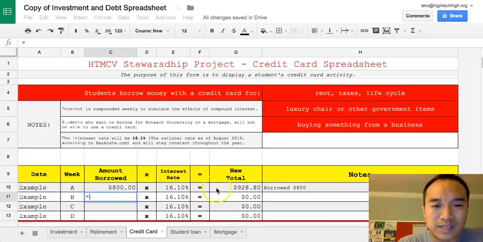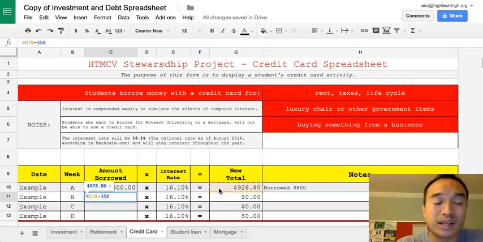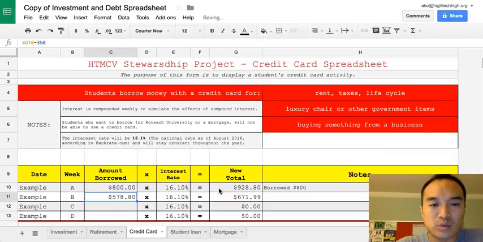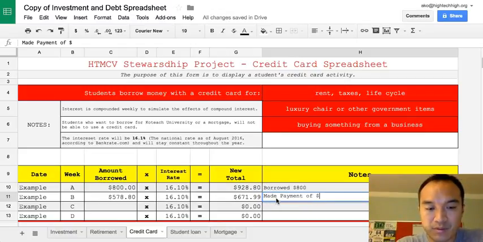Here's what's going to happen. We're going to go equals and take that new total, because that's our new total for week 2. And they made a payment of $350. If they made a payment of $350 towards their debt, we're going to use subtraction. That means they owe less money because they paid towards their debt. So we're going to do minus 350. Again, that 16.10 stays the same. And here, we're just going to write made payment of $350.